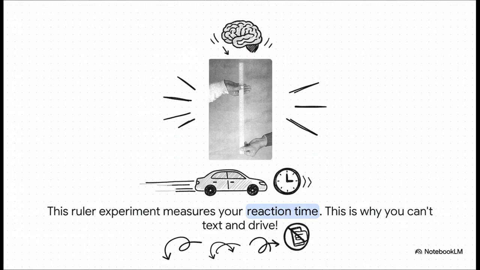And how about this one? This simple ruler drop experiment from your book is a fantastic way to measure your own reaction time. That's the tiny, tiny delay between when you see something happen and when your body can actually react to it. For most of us, it's about 0.2 seconds. Now that might sound super fast, but in that tiny fraction of a second, a moving car can travel several meters. This is precisely why texting while driving is one of the most dangerous things you can do. Physics proves that our brains have a built-in lag.